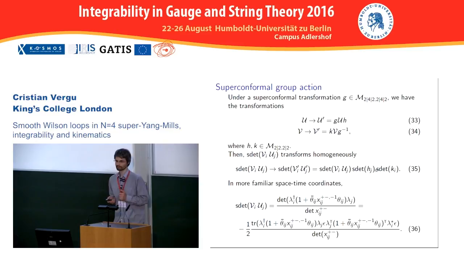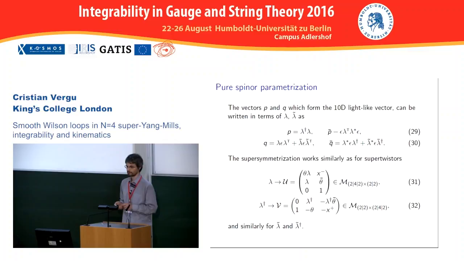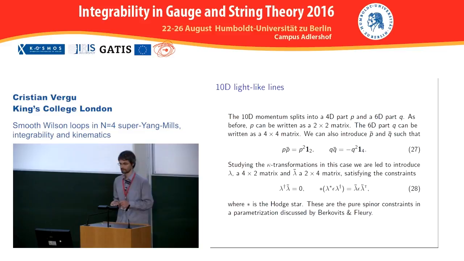Because the superdeterminant of a product is a product of superdeterminants. Now I can write out explicitly, since I know the expression of this U and V in terms of more familiar quantities, I can write them out explicitly, and it looks like that.